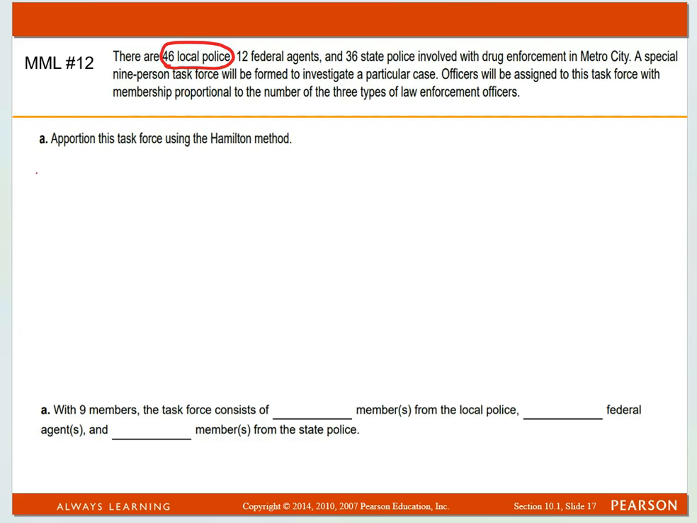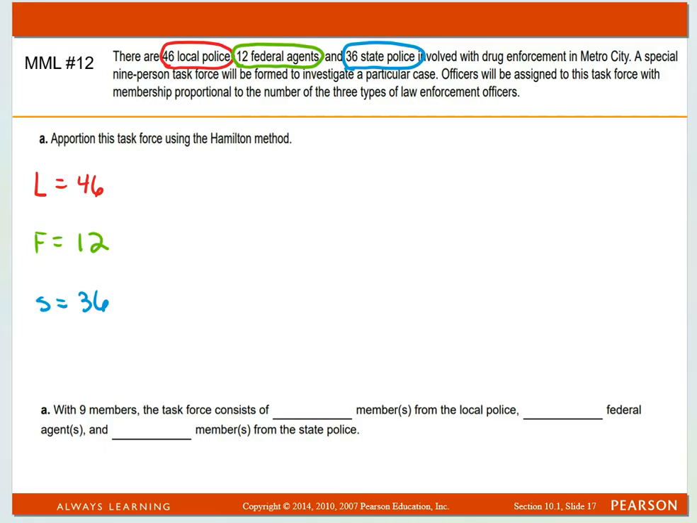I'll just use L for local. And then there are 12 federal agents, so I'll use F for feds. And there are 36 state boys. Okay, that color's too close to black, so let's go with this blue instead. There we go. And I'll use S for state police.